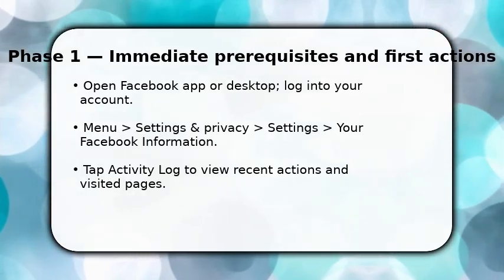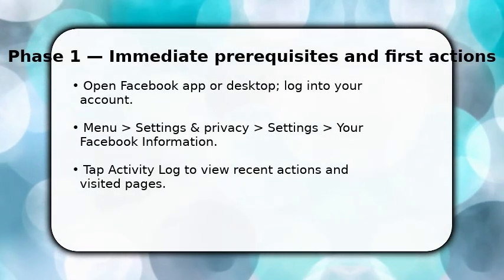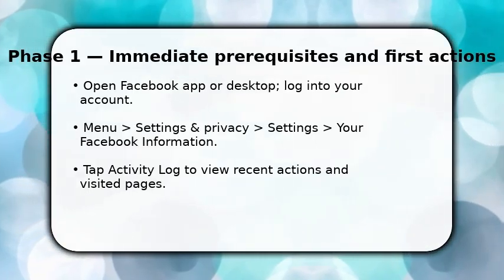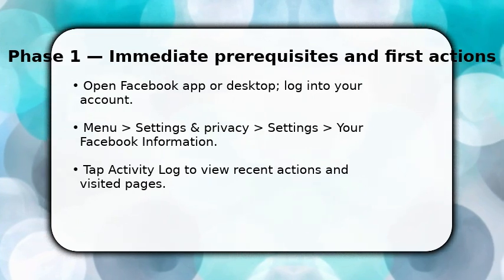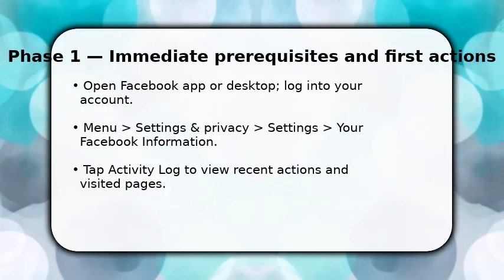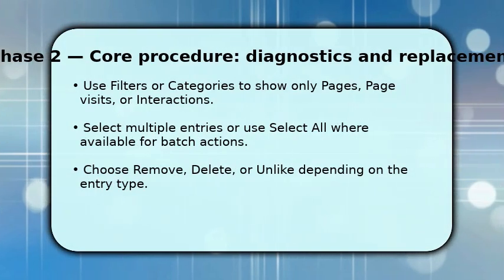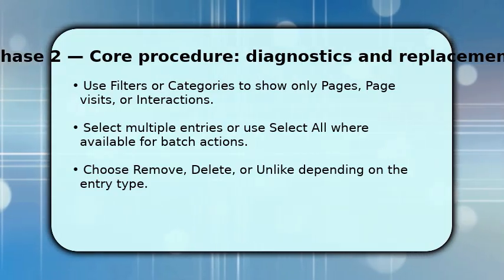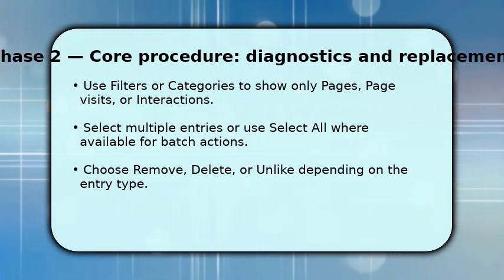Make sure you're on the account that recorded the visits. Proceed now to filter the log so you only see page visits, which speeds up removal and avoids deleting unrelated activity. Once you've opened Activity Log, use the Filters menu to narrow results to pages, page visits, or logged actions and other activity. This isolates visited pages.